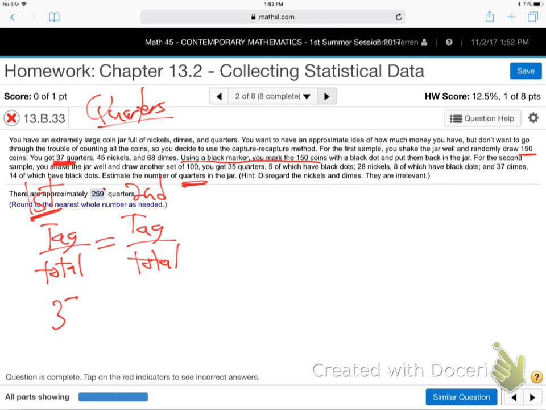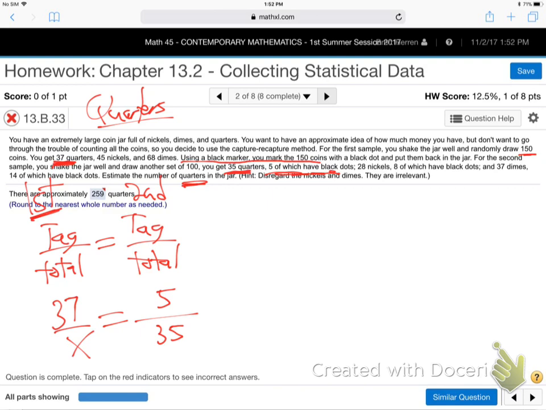So that's right here. Okay. And then you throw them back in, mix them all around, reach in again without looking, and you get what? The second time, 35 quarters, 5 have tags, black dots. So how am I going to write that fraction? Tag over total, 5 over 35. Everybody good with that? 5 tagged out of 35 total. The second time for the quarters only.